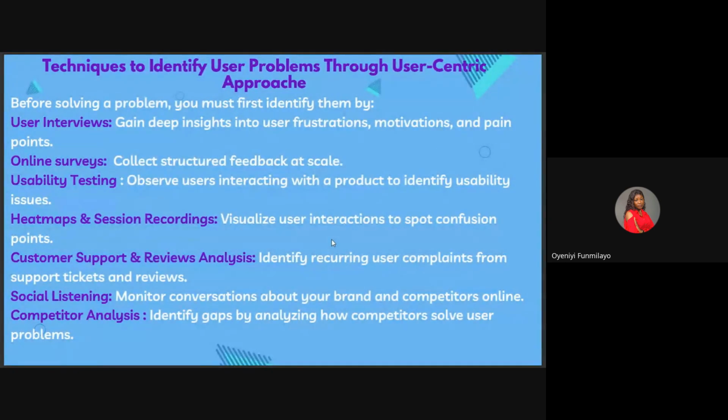So heat maps and session recording. You visualize user interaction to spot confusion points. This is very similar to usability testing.